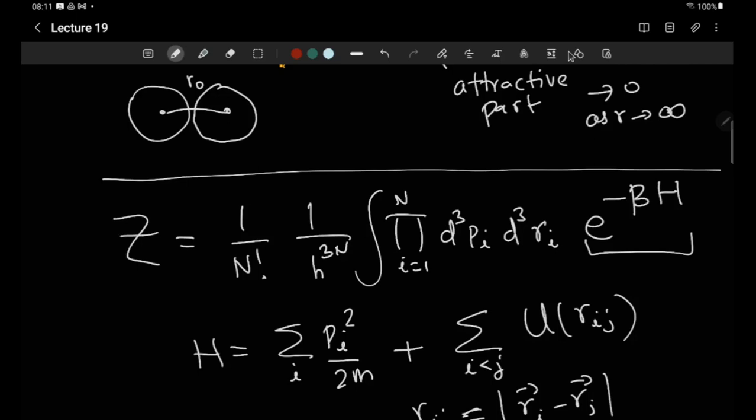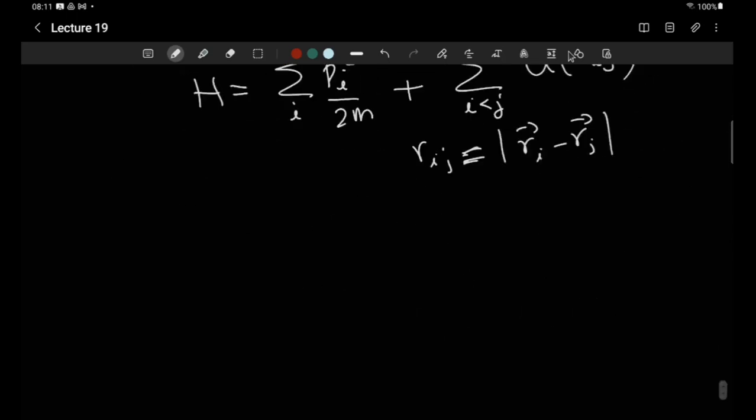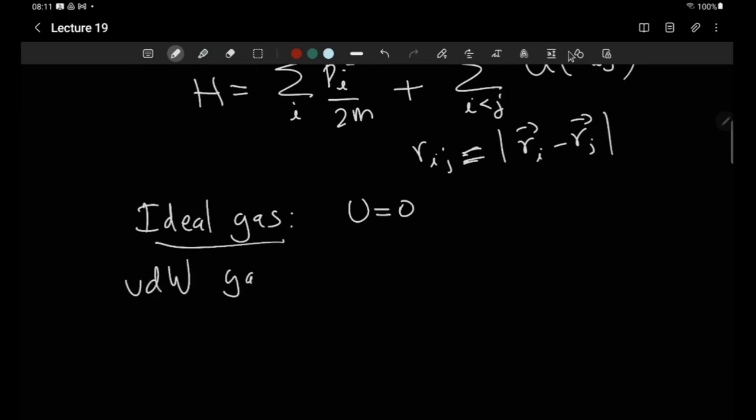That's all it is. This is the partition function. So F is minus k_B T log Z. We have done several examples of this variety. So the ideal gas is when we put U is 0. VDW gas, U equal to U_VDW. That's it. Nothing deep.